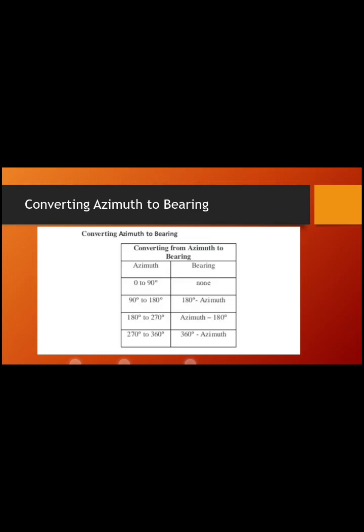Now, converting azimuth to bearing. Azimuth 0 to 90 degrees is the same as the bearing. For 90 degrees to 180 degrees, the bearing is 180 degrees minus the azimuth. For 180 degrees to 270 degrees, the bearing is the azimuth minus 180 degrees. And for 270 to 360 degrees, the bearing is 360 minus the azimuth.